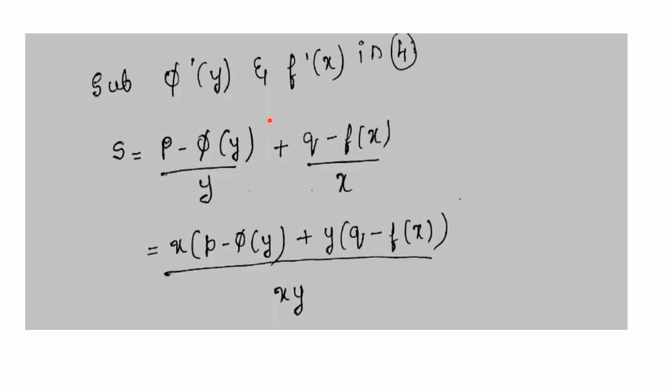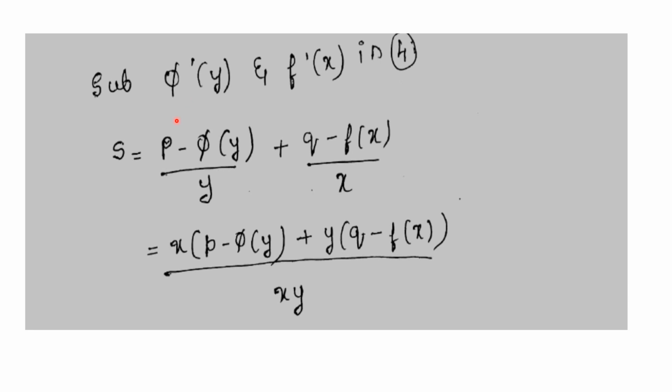So what do you get when you substitute phi dash of y and f dash of x in equation 4? You get s is equal to, first term you have as f dash of x. F dash of x is p minus phi of y divided by y plus phi dash of y, that is q minus f of x by x. So what is LCM here in the denominator? We need to simplify. We have still not eliminated the functions f of x and phi of y. We need to eliminate these two functions here.